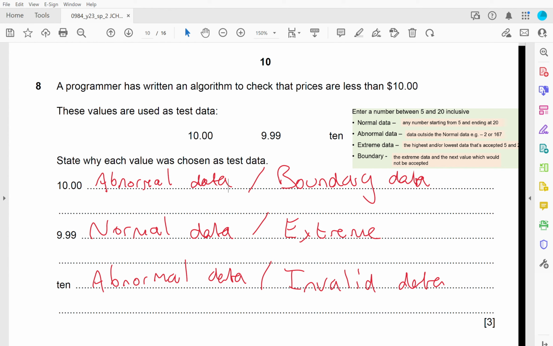So the reason I've put the 2 answers for each one is because it's quite likely that for this one and this one you'd put abnormal data each time. So I would probably then say, well, we'll use boundary data for this one, abnormal data down here, and this one could be either normal data or extreme, but you only need one. So hopefully that gives you an idea. With this type of question, just look at them, apply what you know, and you'll find that each one could possibly be in one of 2 options, and then just pick one.